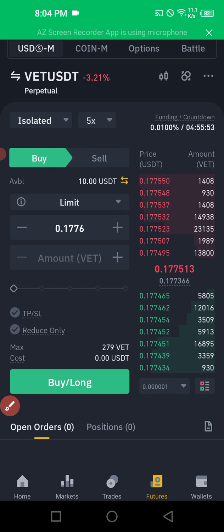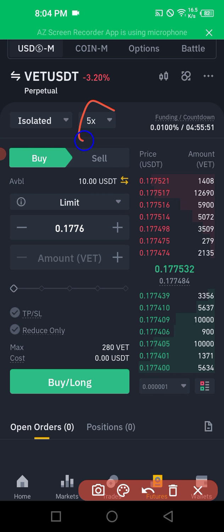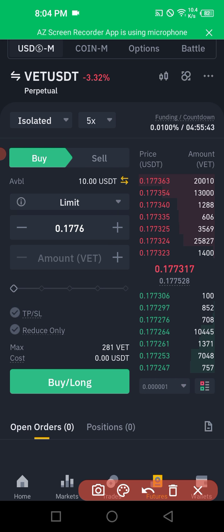Now the next part is this part you're seeing, 5x. This part is called leverage. This leverage simply means that if you want to be trading times 5 of your money, probably you want Binance to lend you some money, or probably you have $100 and you want to be trading with $100,000, you can use leverage.